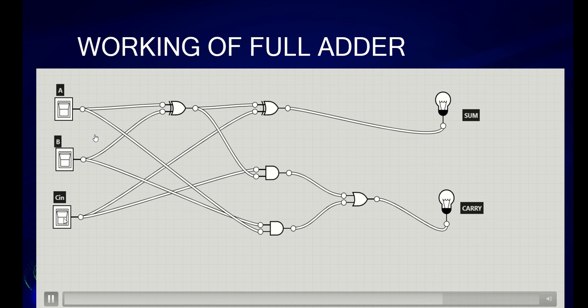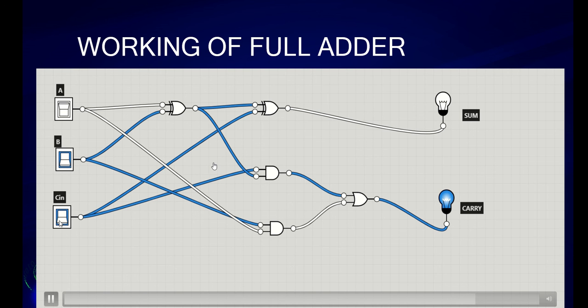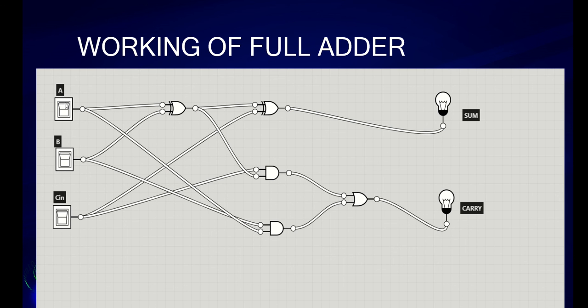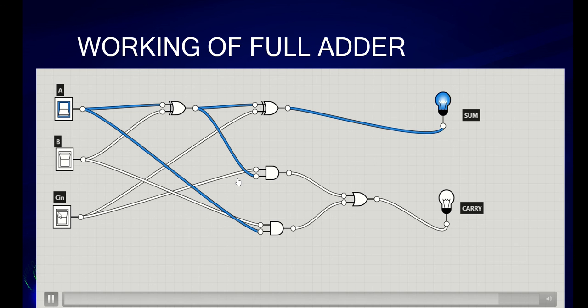When these 3 are 0, the output will be 0. When C is 1, the sum will be 1. When B is 1, sum will be 1, carry will be 0. When B and C are 1, carry will be 1, sum will be 0. When A is 1, the sum will be 1, carry will be 0. A and C are 1, the carry will be 1, sum will be 0.